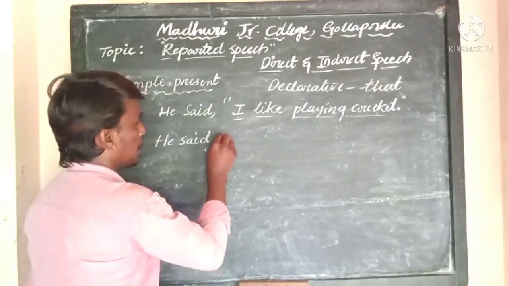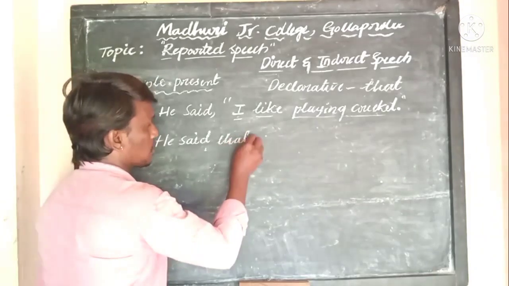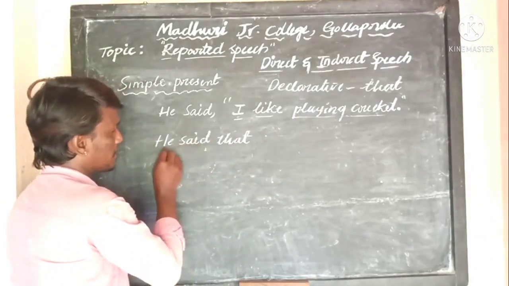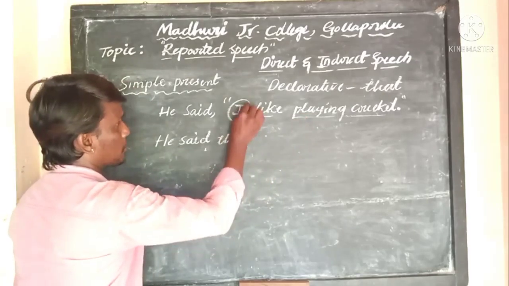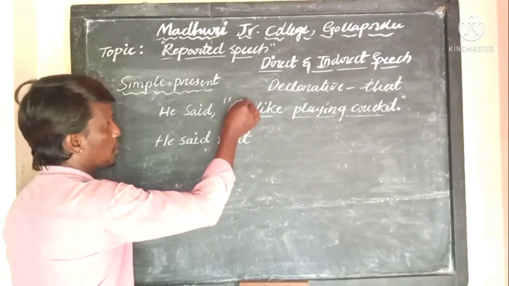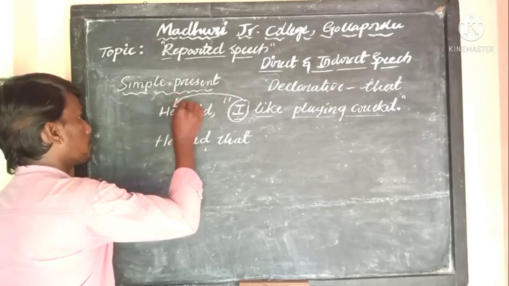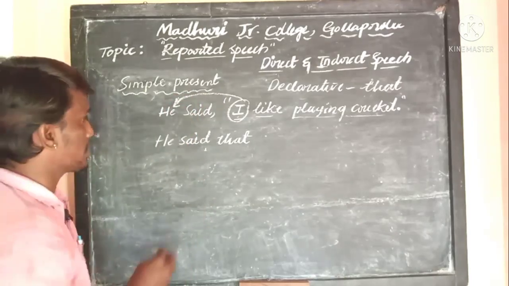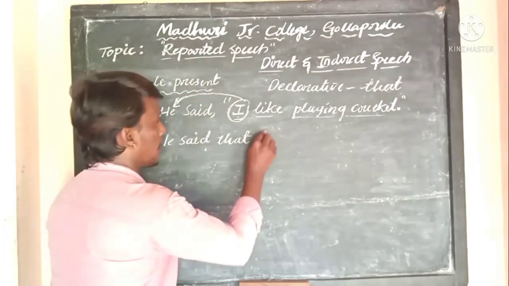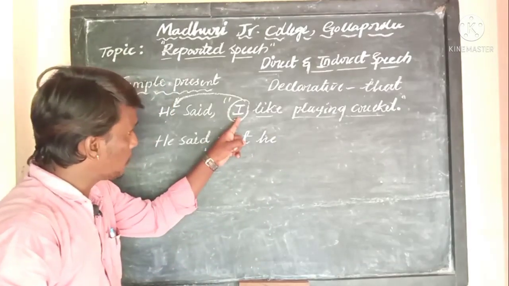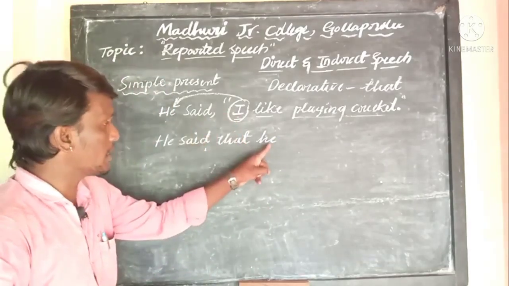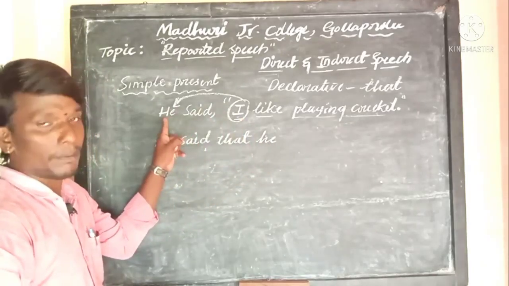So I just use the conjunction here: he said that. This is the reporting part and this is the reported part. So what does I refer to? I refers to the subject of the reporting part. What subject here? He. So I is nothing but he. That is how the pronoun I changes into he, because I refers to the subject he.